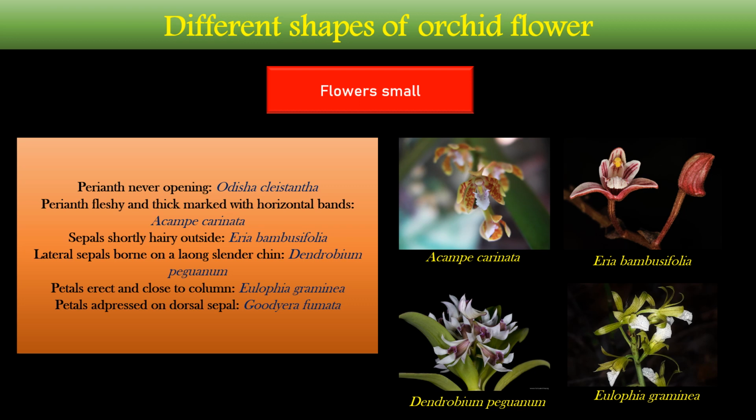Then comes to our petals erect and close to column, that is Eulophia graminea. So Eulophia graminea, for that the petals will be erect and very close to the column part. Then comes to our petals suppressed on dorsal sepal, that is Goodyera fumata.